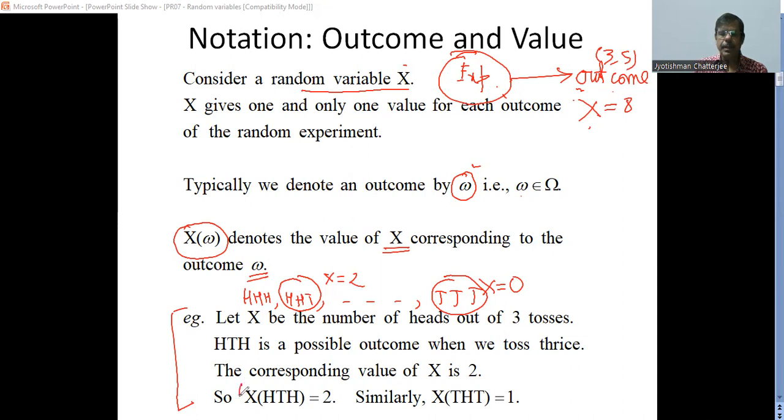If HTH is the outcome, then what's the value of X? 2. And notice we are denoting that value by X within parentheses, the outcome. So X(HTH) is equal to 2. And X in this case is the number of heads out of the 3 tosses. Similarly, this thing.